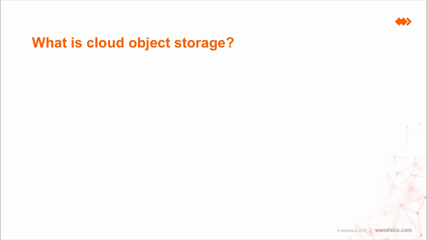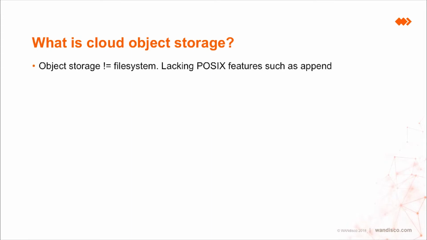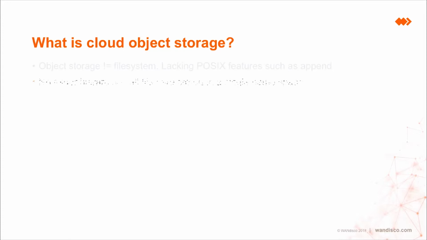What is cloud object storage? Object storage is not equal to a file system. In some instances, it may appear to look like a file system, but it's not. It lacks the POSIX features such as append. There is no folder hierarchy in cloud object storage. All files are stored in a single flat namespace. And the data could be of any format.